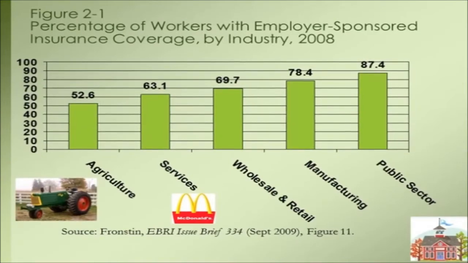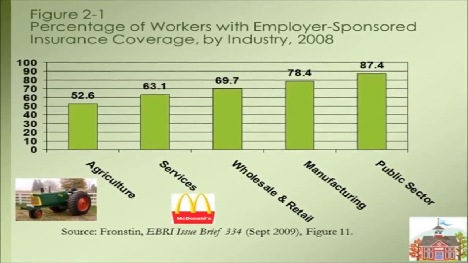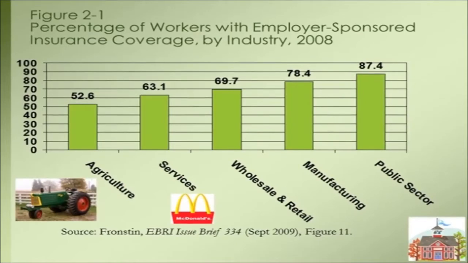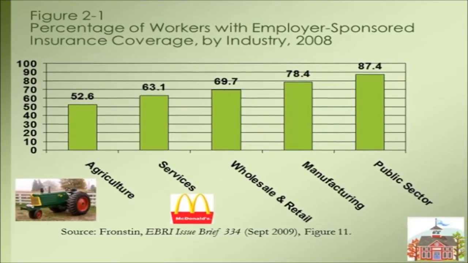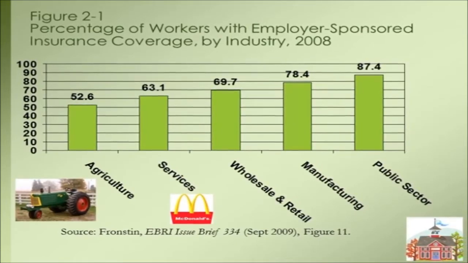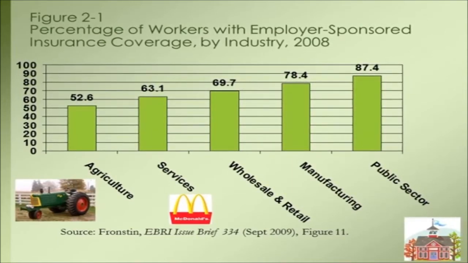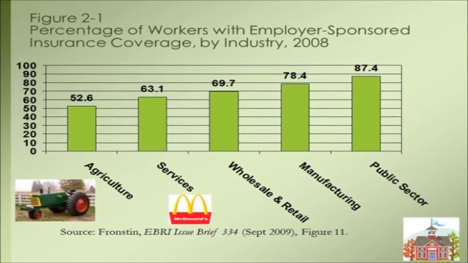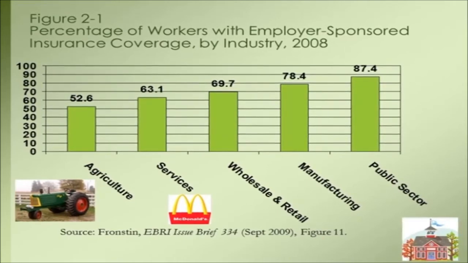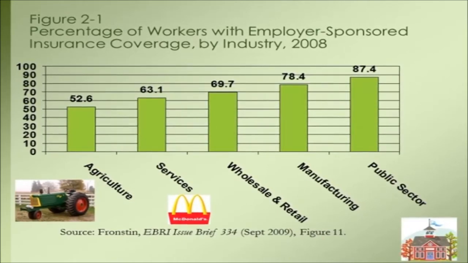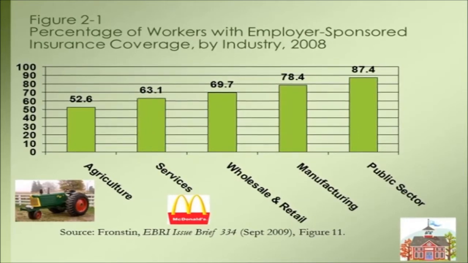The next graph looks at insurance coverage by industry. So if you were asked to describe this particular chart, what would you say? I gave you a couple visual clues there on the slide, but agriculture is the lowest, and you think about that. There's mom and pop organizations. They're not going to provide insurance coverage for their employees.